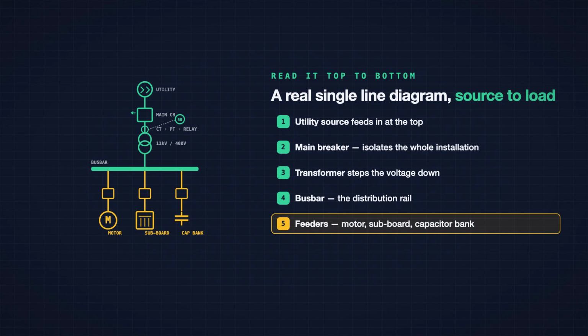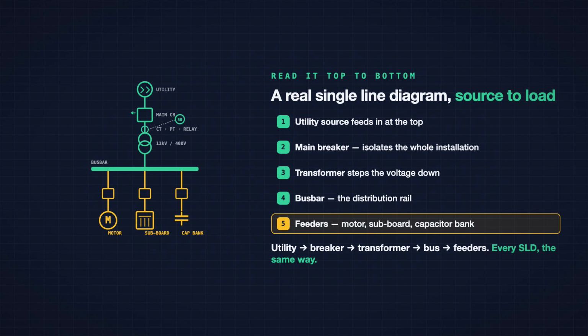Now read across the bus. Each feeder drops down from it through its own breaker, one to a motor drawn with its M in a circle, one to a distribution board, one to a capacitor bank holding the power factor up. On the incomer, you can see the CT and PT feeding a relay that guards the main breaker. That is the whole story of the building's power in one picture.